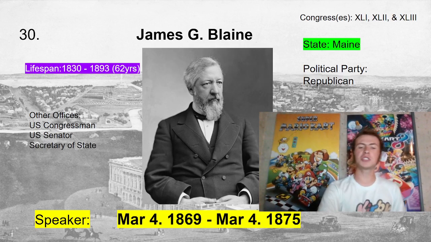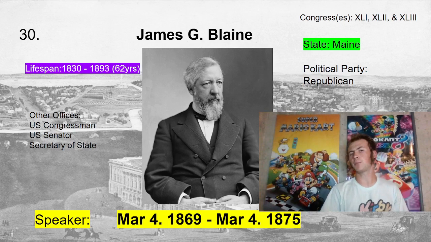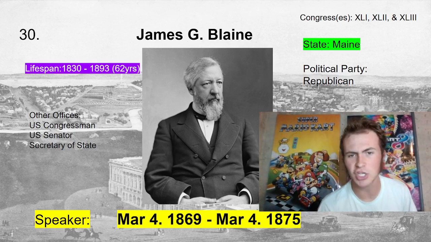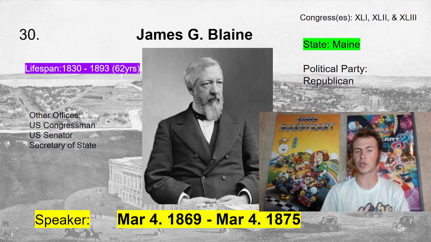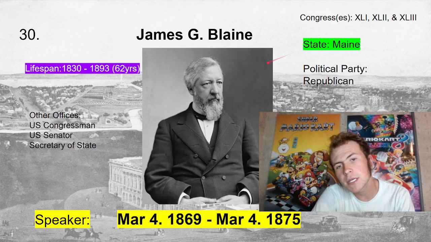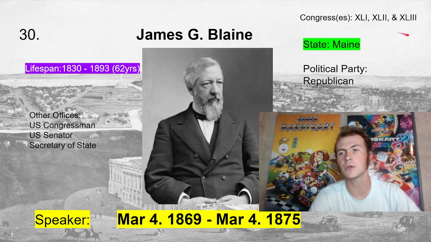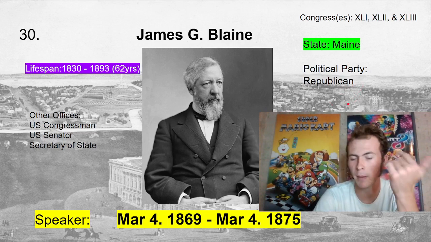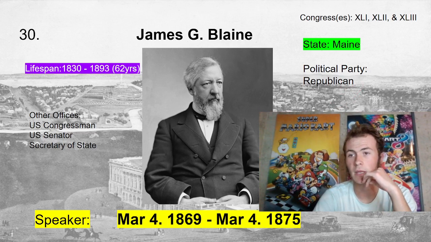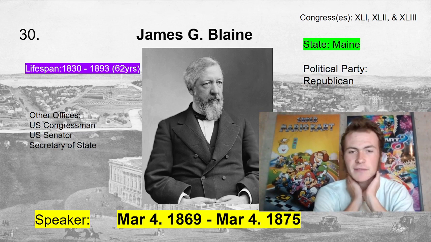Next up is James G. Blaine. James Blaine is pretty cool too. Blaine actually ran for president against Grover Cleveland in 1884. Did lose that election, sadly, though. So you might know him from that. He presided over the 41st, 42nd, and 43rd Congresses. He was a Republican from Maine, and he was Speaker for 3 terms from 1869 to 1875, so pretty good there.